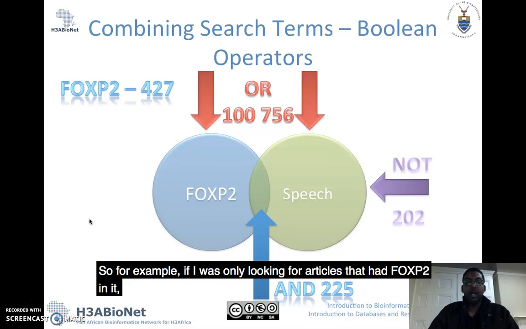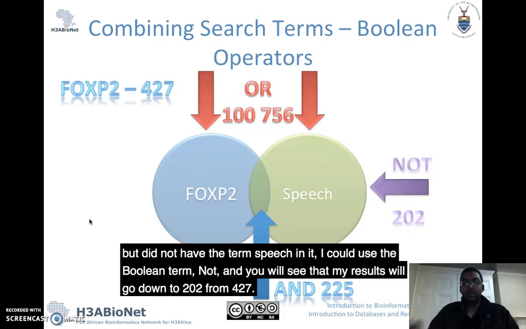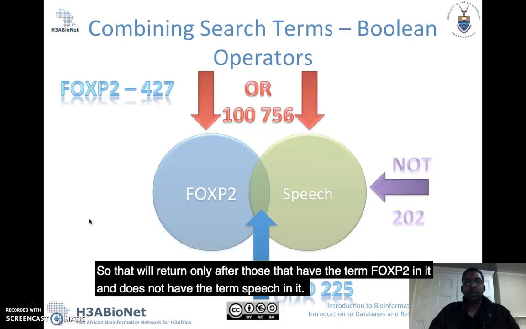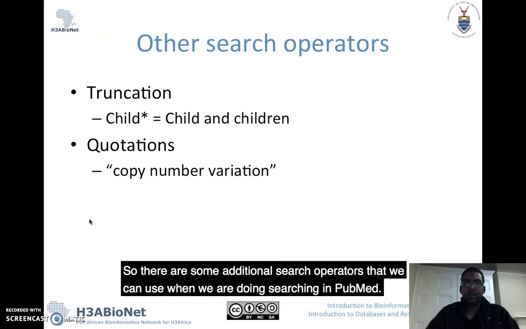Okay, so for example, if I was only looking for articles that had FoxP2 in it, but did not have the term speech in it, I could use the Boolean term NOT, and you'll see that my results will go down to 202 from 427. So that will return only articles that have the term FoxP2 in it and do not have the term speech in it. Okay. So there are some additional search operators that we can use when we're searching in PubMed.